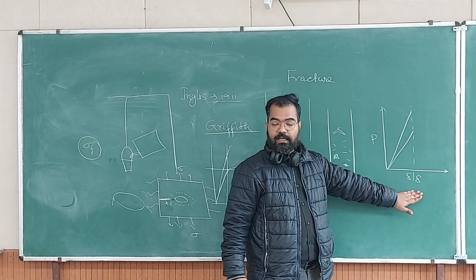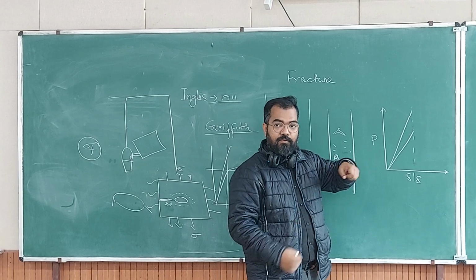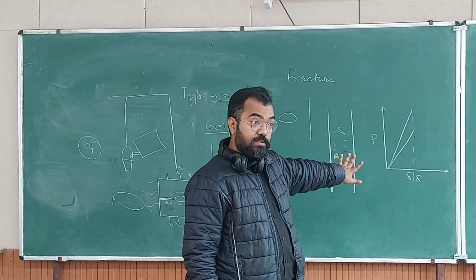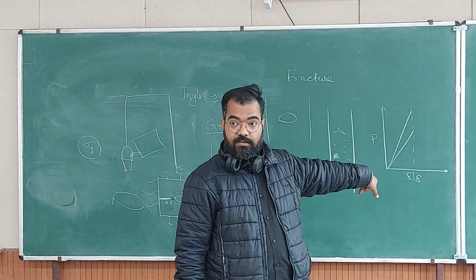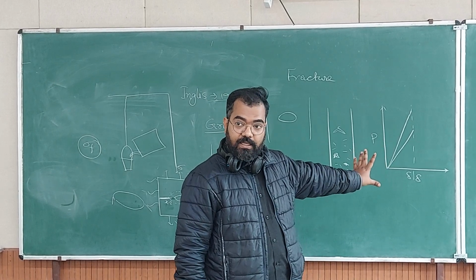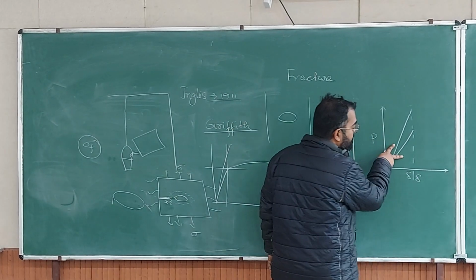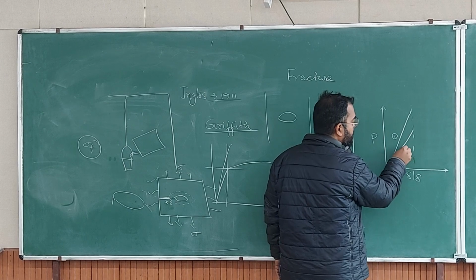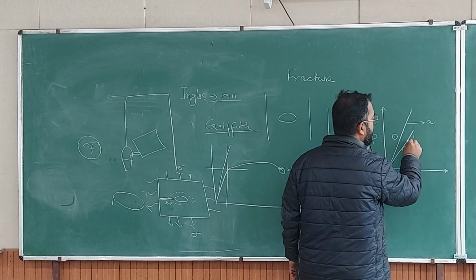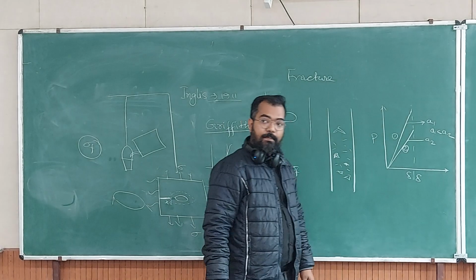If you want to extend the specimen by the same amount for two different specimens of different crack lengths, they will need different amounts of force. Which one will take less? The one which has the larger crack length, right? Because less material is available to take the load. So these are two specimens, one specimen and second specimen, and the first specimen has a crack length of A1, the second one has A2, and A1 is less than A2.